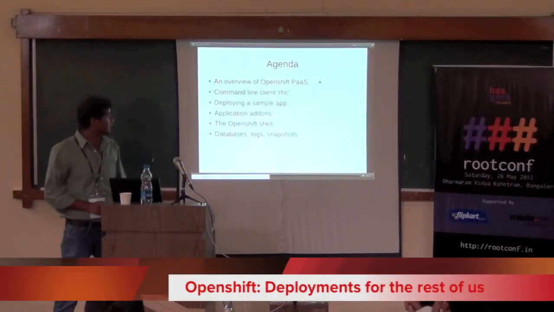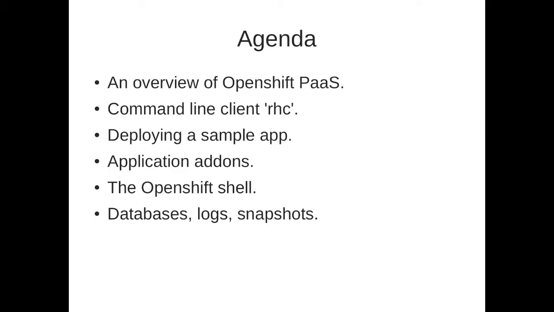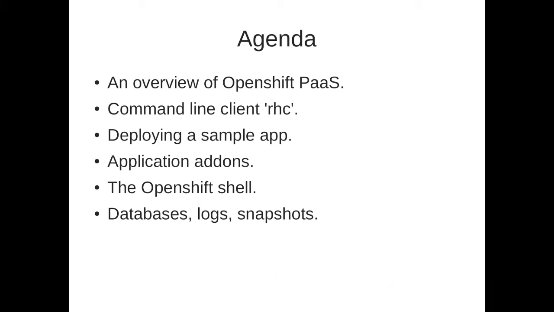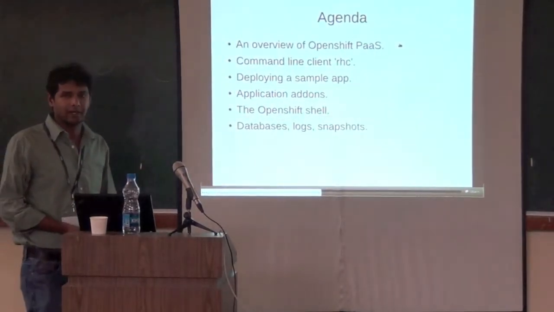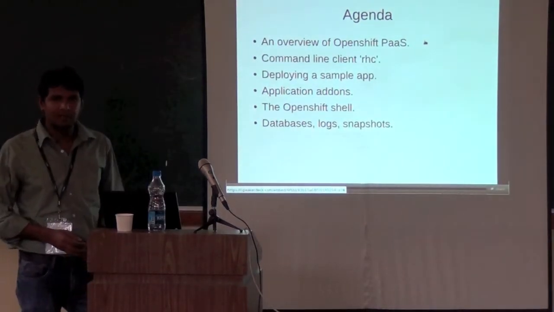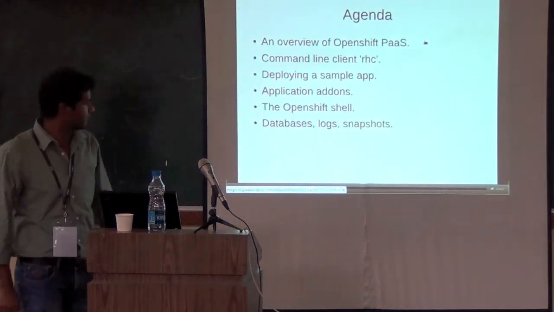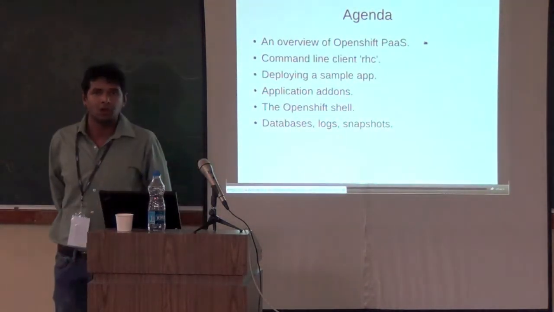So what we'll be covering in this session is an overview of OpenShift, PaaS. The command line client called RHC. Deploying a sample app. See how to add some add-ons called cartridges. We'll explore the remote shell which is opened by OpenShift. How to add databases, how to view logs, etc.